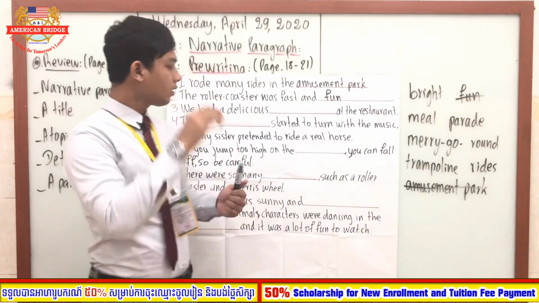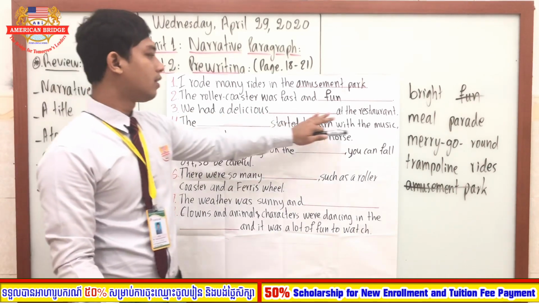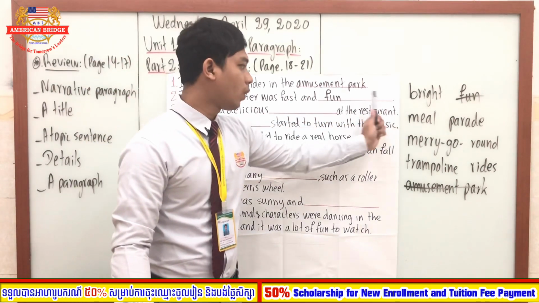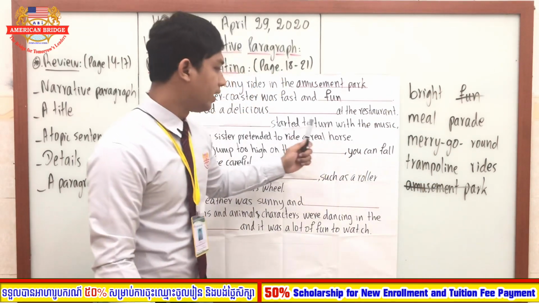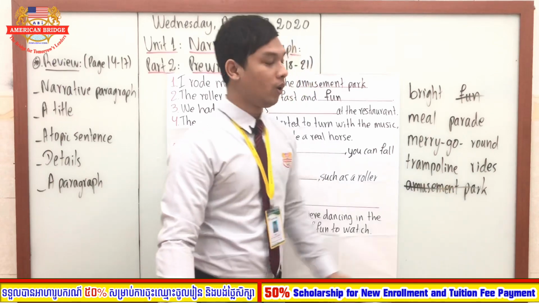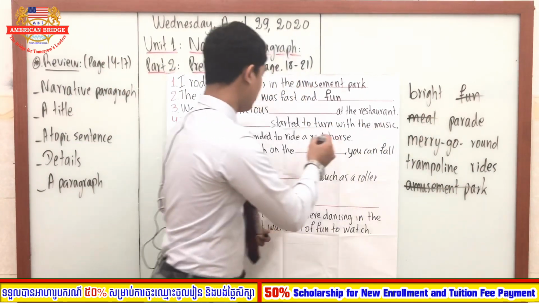Okay. Number three, we say we had a delicious at a restaurant. A delicious what? A delicious trampoline? No. A delicious rice? No. A delicious meal, of course. Okay, cross out meal here.